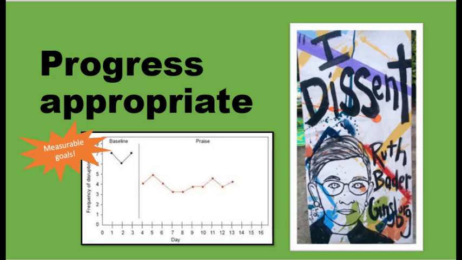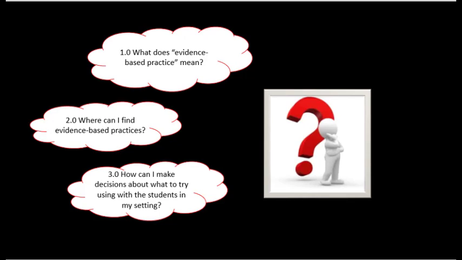That means that we need to implement evidence-based practices and collect ongoing data to ensure that the child is on pace to meet the IEP goals within the 12-month period. With respect to this progress appropriate requirement, the contents of this presentation are intended to answer three questions. First, what does evidence-based practice mean? Second, where can I find evidence-based practices? And third, how can I make decisions about what to try using with the students in my setting?